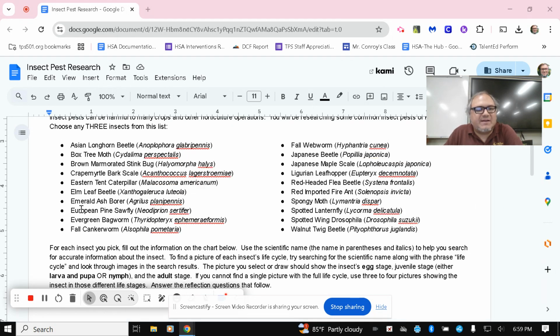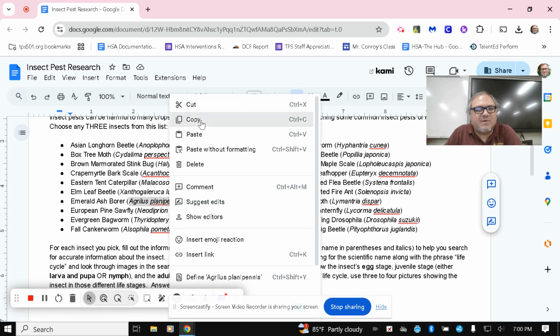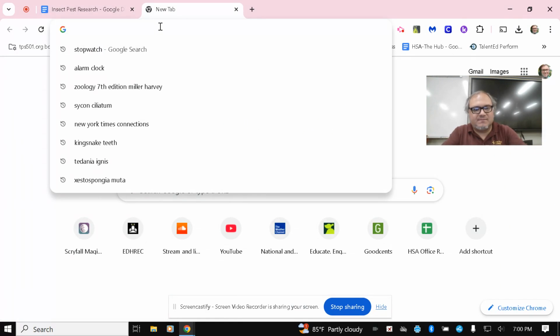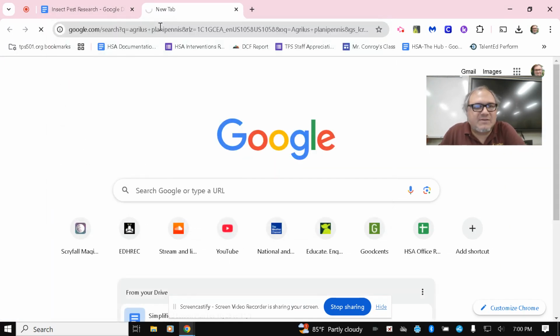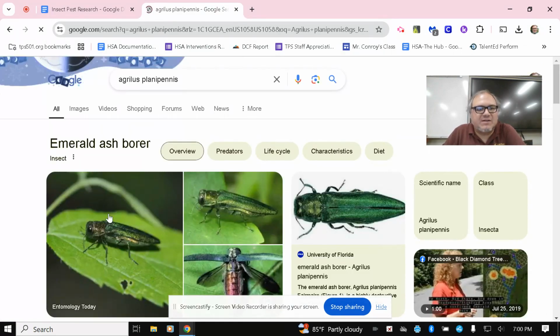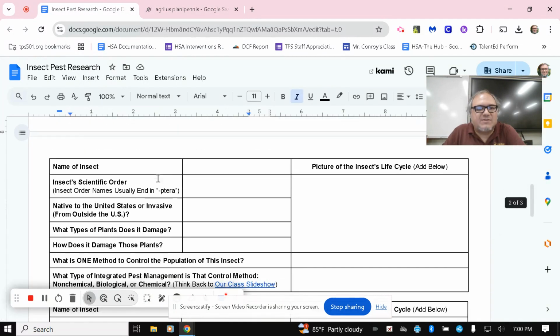So for example, let's say that I was going to look at the emerald ash borer. I can highlight its scientific name here. I'm going to copy and paste it. And again, this will give me information that's just related to the emerald ash borer. So let's look at what information we need to put together. Name of the insect, again, you can just put its common name here. You don't have to put its scientific name. You can put either one.